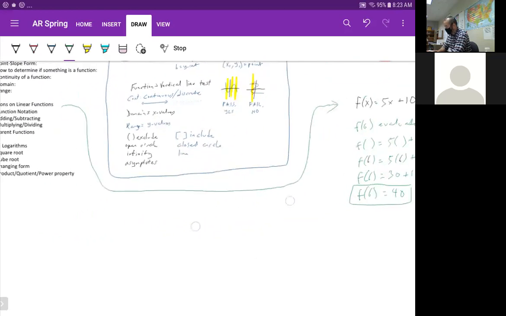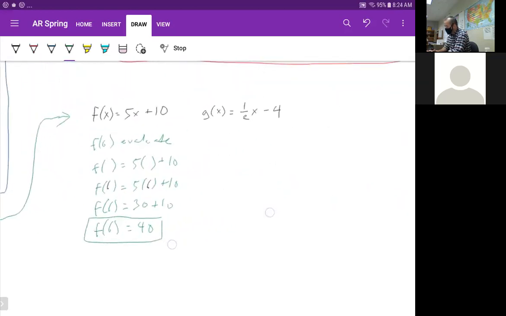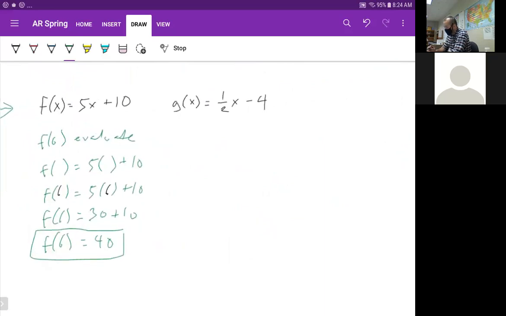Adding, subtracting, multiplying, dividing. Okay, when you have adding and subtracting, so this is the next evolution of what we did in the green one here. Let's say you have f of 1 plus g of 12.